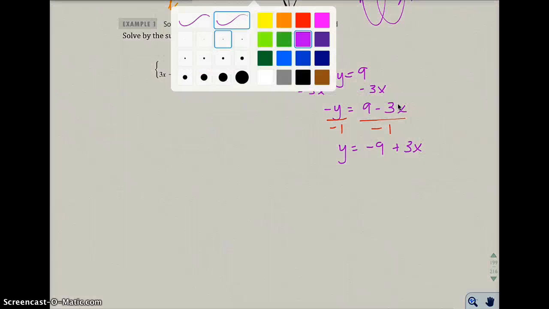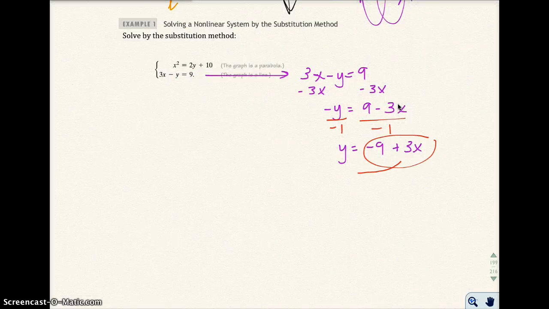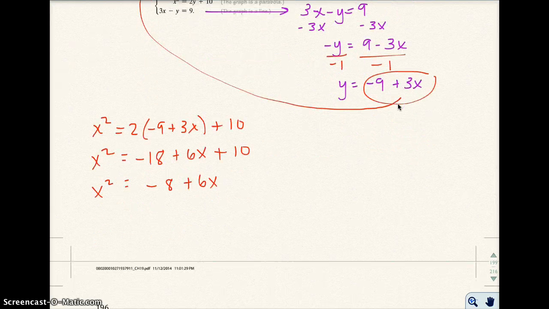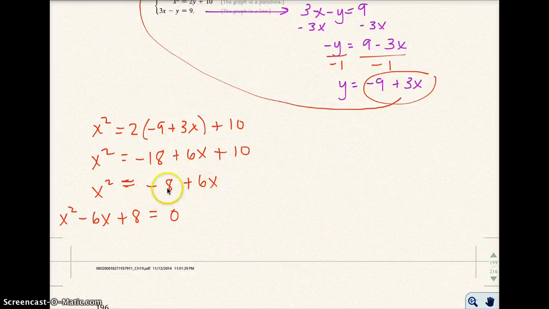Now I'm going to take that value and substitute it for y into the other equation. This now becomes x squared equals 2 times negative 9 plus 3x, plus 10. I get x squared equals negative 18 plus 6x plus 10, so x squared equals negative 8 plus 6x. Now I need to solve this second degree equation, so I set this side equal to 0. I get x squared minus 6x plus 8, in descending powers. I added 8 to both sides and subtracted 6x from both sides.